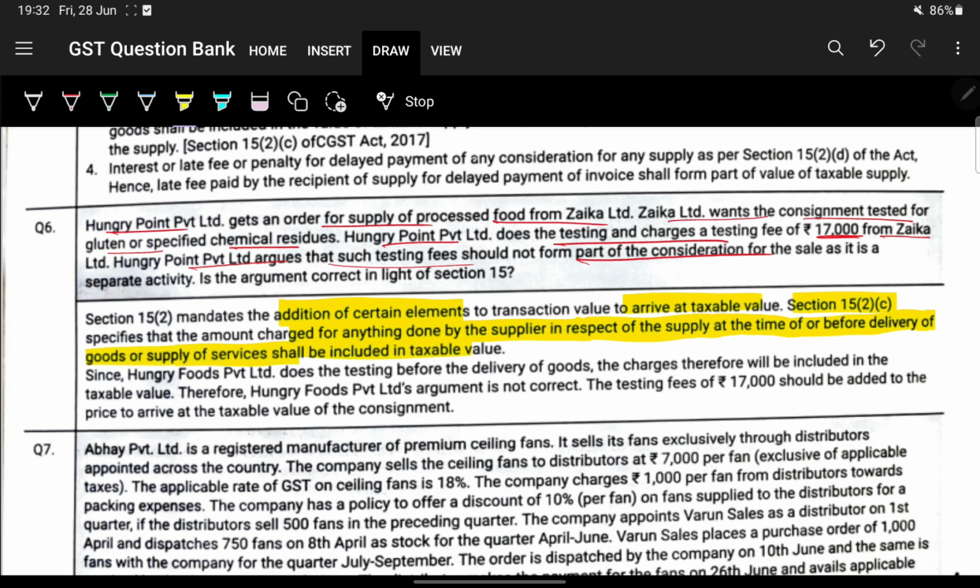So more or less it is the same, but it is preferable that you write it in the language of the suggested answer itself, okay? So here, basically 15.2 talks about the addition of certain elements to arrive at the taxable value, basically, okay?